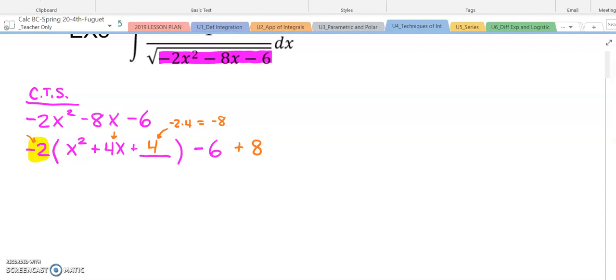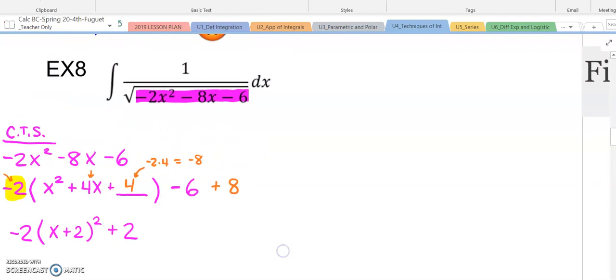So with that being said, let's go ahead and let's rewrite this, because we can now take this and call this negative 2 times x plus 2 quantity squared plus 2. And that's what I'm going to rewrite my integral to say. So let's go ahead and let's write this out. So we're going to have 1 over the square root of negative 2 x plus 2 quantity squared plus 2.